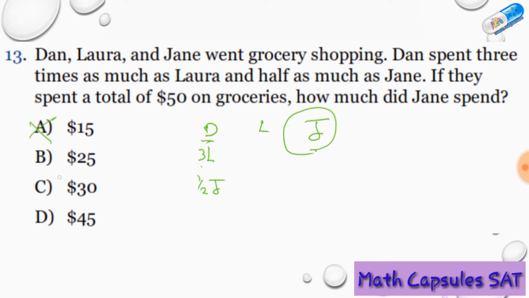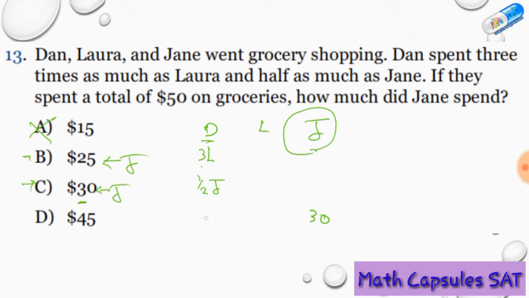So we will eliminate A because it is too small to be the biggest amount. $15 cannot be the amount Jane spent because it's so little. So we'll plug in the answers and begin with B or C, because D is very large. If this is Jane, which one can be divided in half? Yes, 30 is easier. So if Jane spent 30, what will Dan spend?